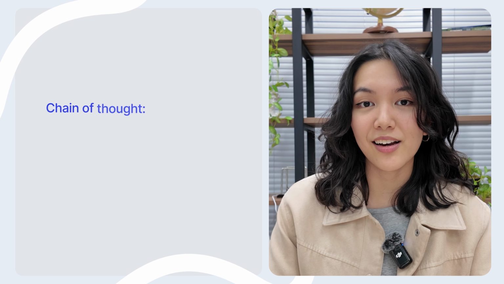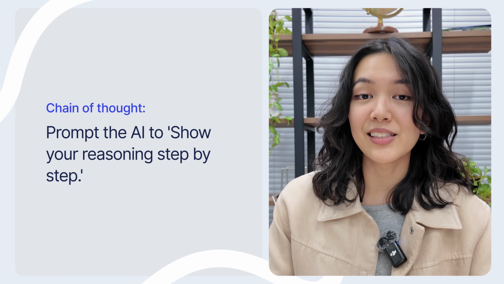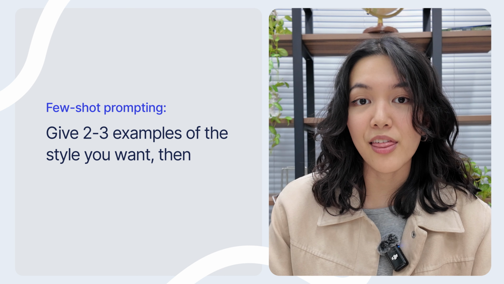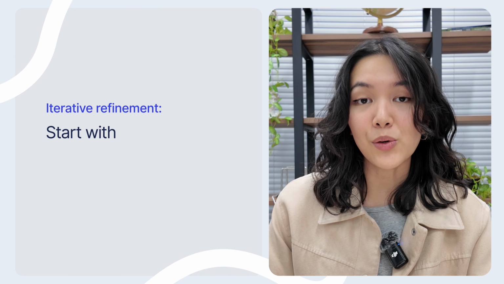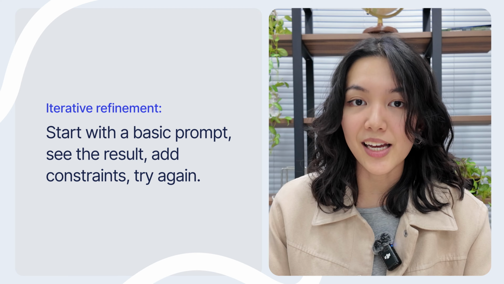Here are 3 strategies to help you level up your prompt engineering game. First, chain of thought. Prompt the AI to show your reasoning step by step. This gets you better logic. Second, few-shot prompting. Give 2 to 3 examples of the style you want, then ask AI to match it. And third, iterative refinement. Start with a basic prompt, see the result, add constraints, try again. Treat prompting kind of like drafting. You have to refine it until it's right.